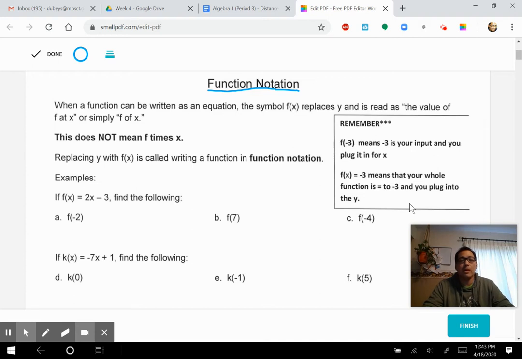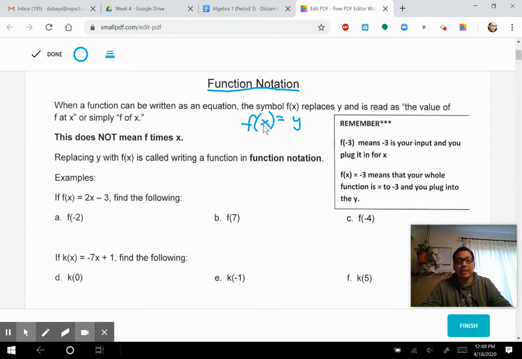So, okay, what are we talking about this week? We're going to dive into function notation. What does it really mean, and how do we use it? Function notation, when it's written as an equation, is written like this: f parentheses x equals something else, which we can call y.